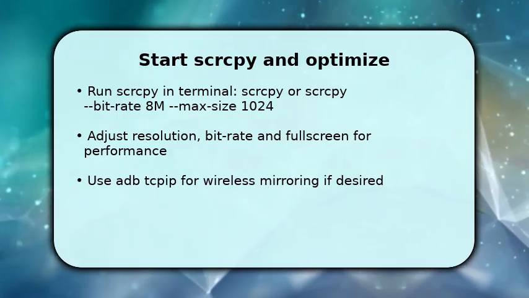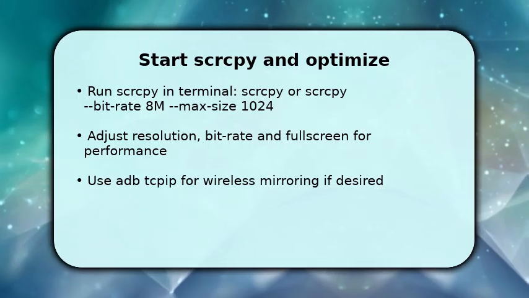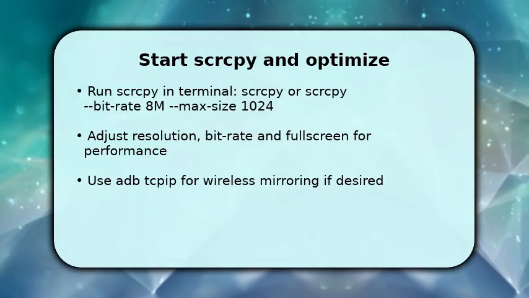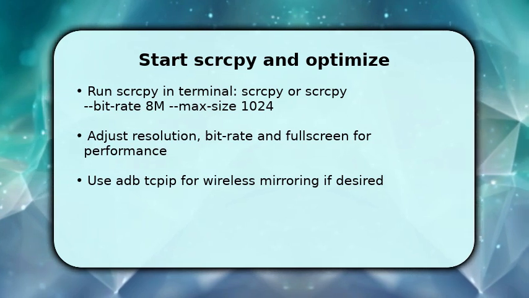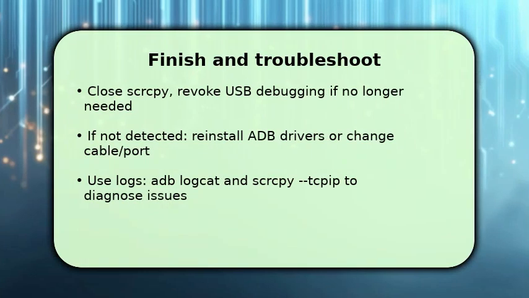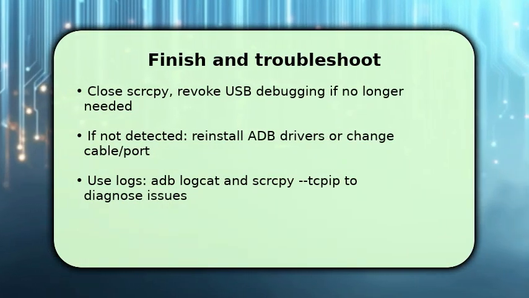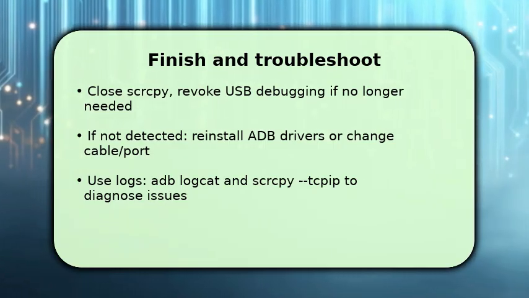If you prefer wireless, switch to adb tcpip 5555. Disconnect USB, then connect to the phone IP. However, expect higher latency, so use USB for the most reliable performance. To finish, close SCRCPY, and if desired, revoke USB debugging in developer options for security.